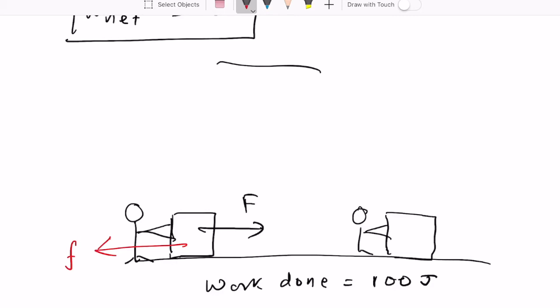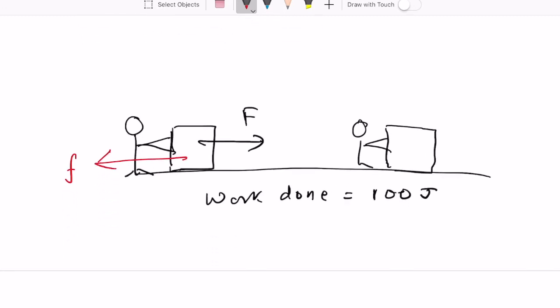So this 100 joules represents the transfer of energy from you. The energy was stored as chemical energy inside your body in the form of glycogen. You used ATP to convert that into energy, and that 100 joules of energy that you spent went into overcoming friction and moving the object from its initial to its final position, right? All right, so this 100 joules represents the energy that you have spent in order to accomplish this.